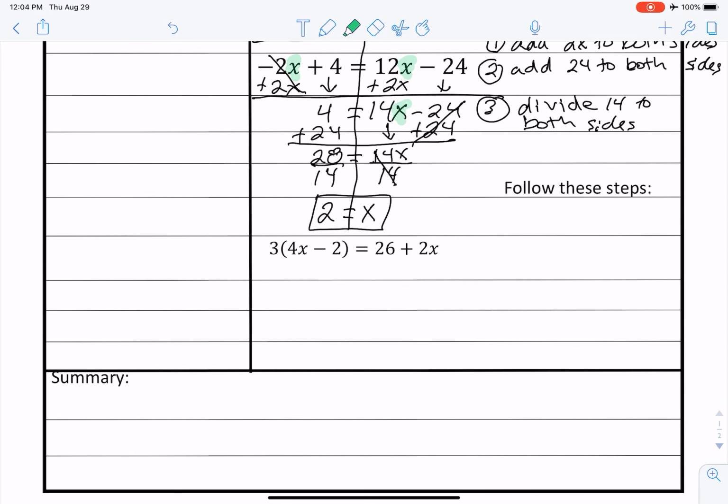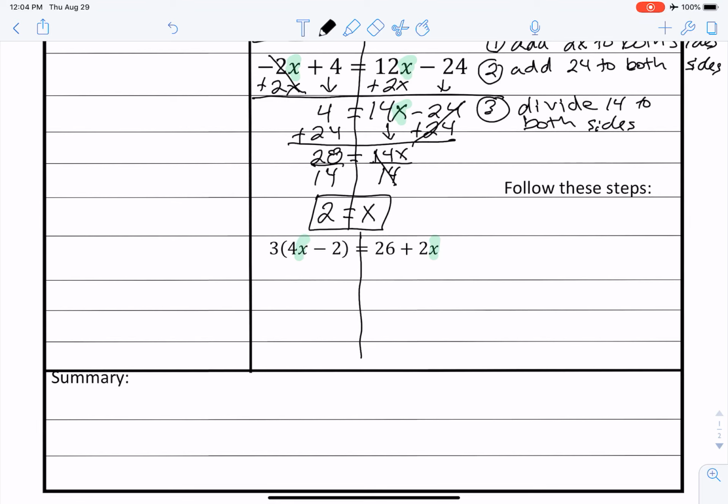All right, the last one. Again, my x's are on separate sides, and they need to be together. But before I can even do that, this left side reads 3 times 4x minus 2 in parentheses equals 26 plus 2x. So I can't just move this 4x or move the 2x to this side because I need to get rid of these parentheses.